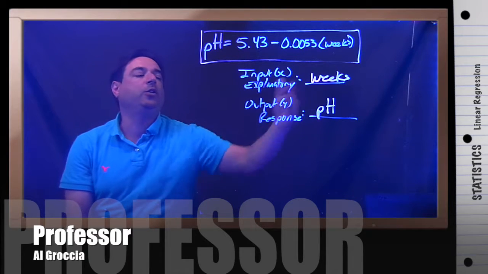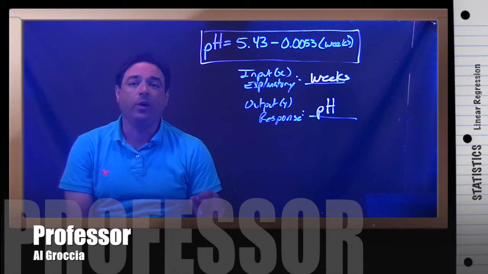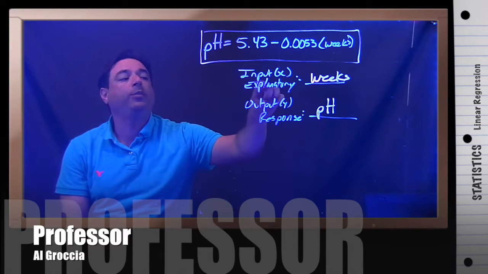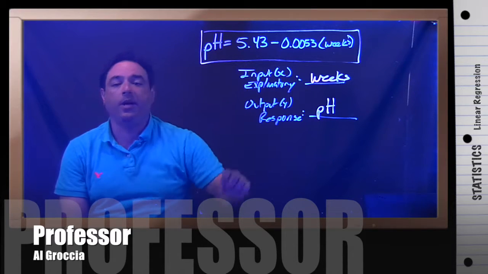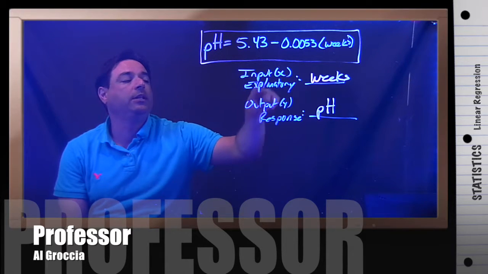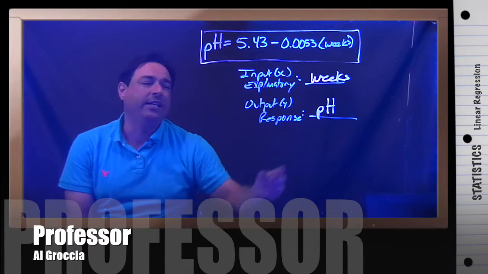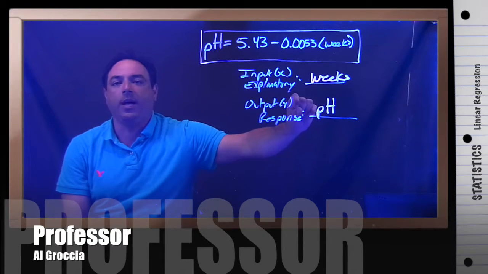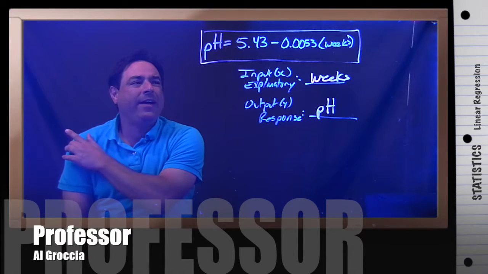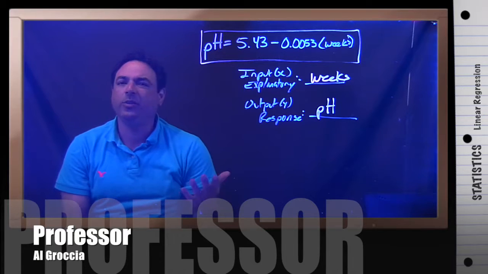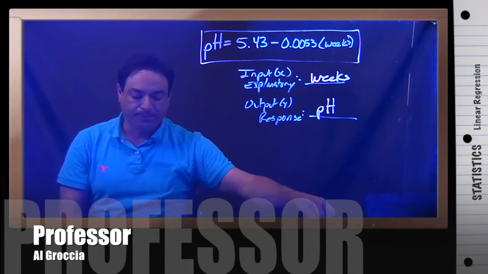So here's our linear equation. The most important part when we're trying to explain anything is we want to be very clear about what is our input, our x, our explanatory, our output, our y, our response. In this case, our input is weeks, and our output is pH. We're trying to say that you tell me how many weeks have gone by, and I'll be able to estimate what the pH is. But when we have this linear equation, we want to make sure that we understand every single part of it. So we're going to look at the equation.